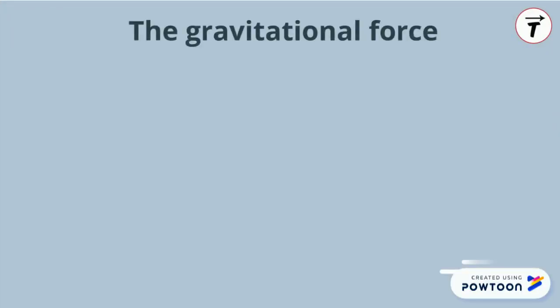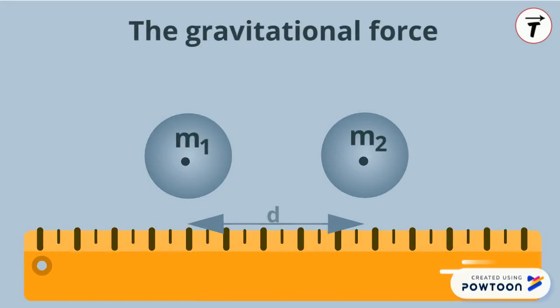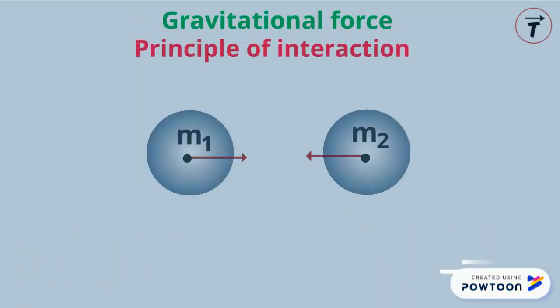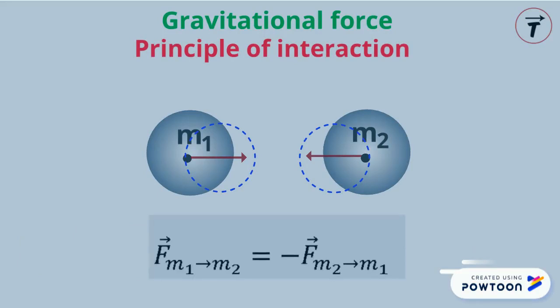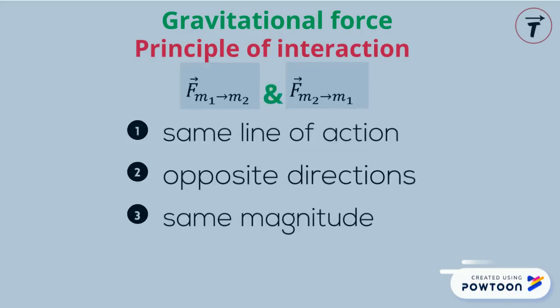Consider two spheres of masses m1 and m2, whose centers are separated by distance d. There exists a force of attraction between the two masses. Due to the principle of interaction, the force exerted by m1 on m2 and the force exerted by m2 on m1 are related by this equation. The force vector m1 on m2 equals minus the force vector m2 on m1. It means that the two forces have the same line of action, opposite directions, and the same magnitude.